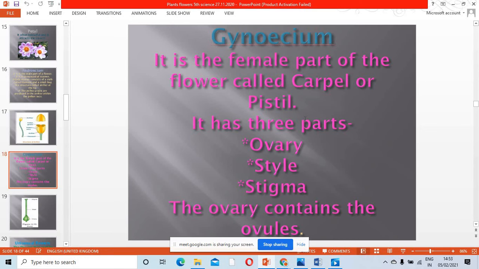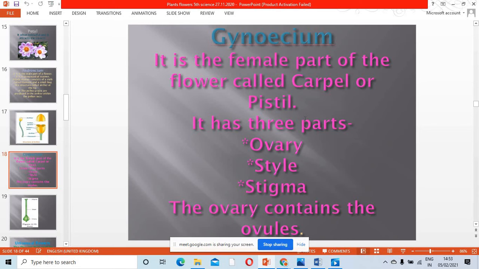This is gynoecium. Gynoecium is the female part of the flower. It's also called carpel or pistil. It has three parts: ovary, style, stigma. I repeat again, ovary, style, stigma. The ovary contains the ovules. Now put that in your mind. Ovules are nothing but what will turn into a seed.